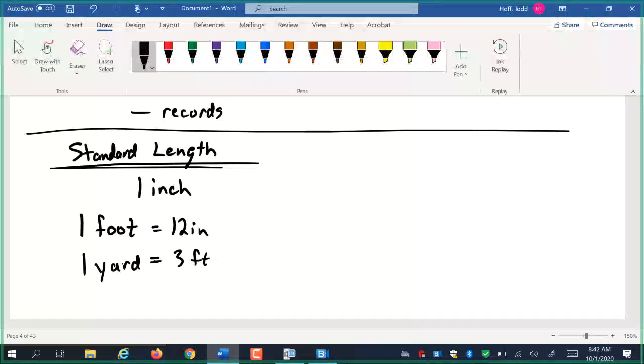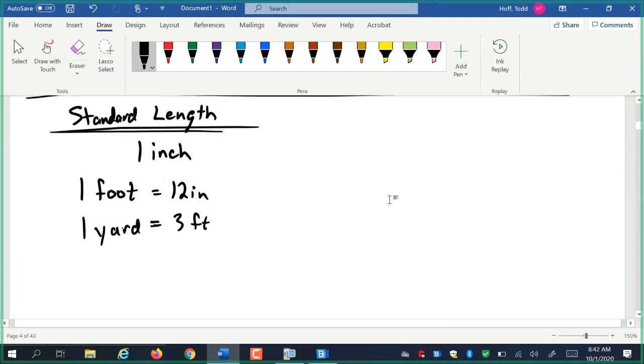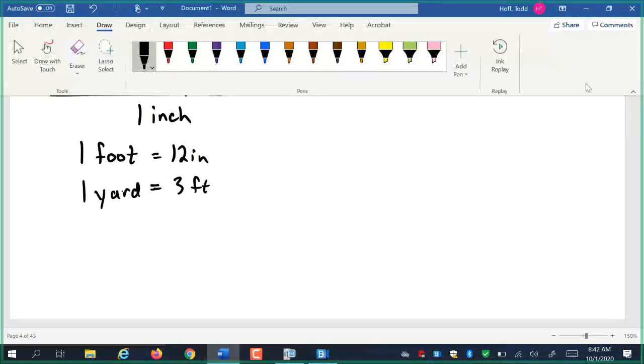It was different times. One of those units that's not quite as popular that we are going to use is a rod. A rod is 16.5 feet, or 5.5 yards.